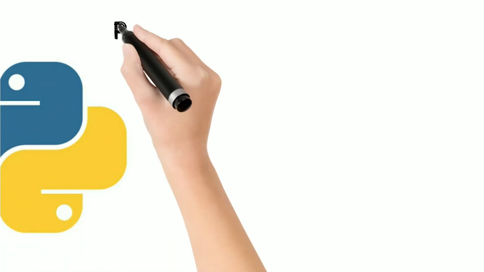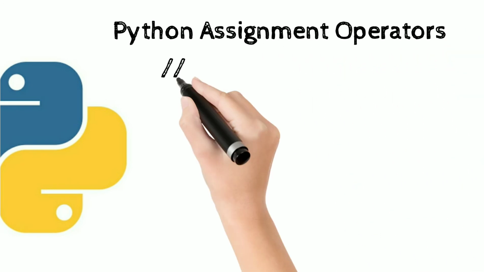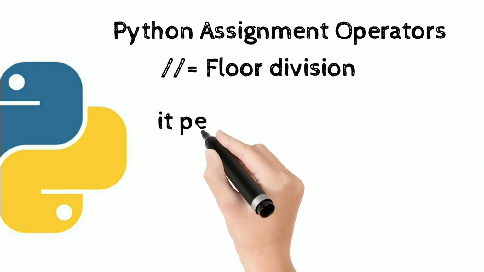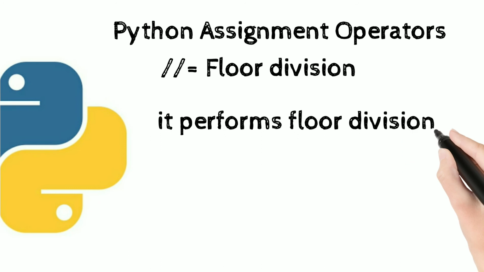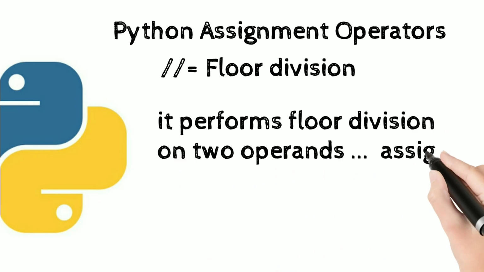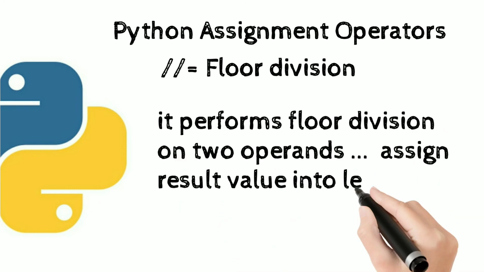And next, in the same concept, we have another assignment operator called float division. It performs the float division operation on two operands and assigns the result value into the left operand.